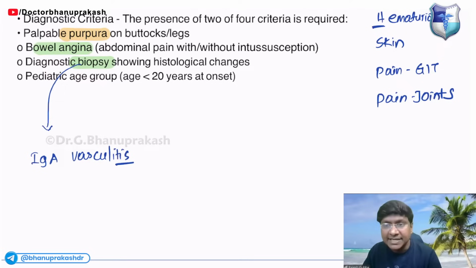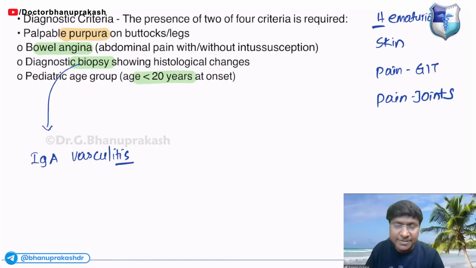Right, where you'll have the IgA vasculitis. That will be the biopsy picture, right? And what is the age group at which you'll be seeing this Heenan-Sjölin's purpura? Less than 20 years. So out of 4, minimum 2 should be there for diagnosis of this IgA vasculitis.